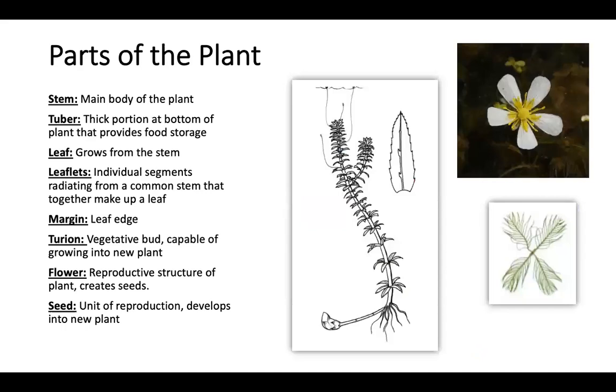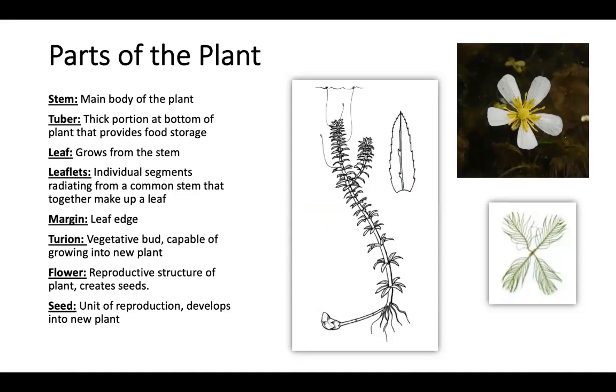So thinking about different parts of the plant, the stem, so that's the main body of the plant. A tuber, which is something I just mentioned, it's kind of this thick portion at the bottom of the plant. And it's actually shown in the drawing in the middle, and it provides the plant food storage. So that's actually hydrilla, and hydrilla does have tubers. It's one of the things that you can look for if you can get the root up.